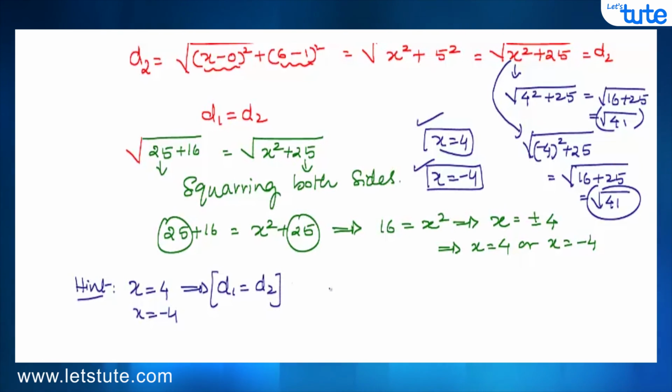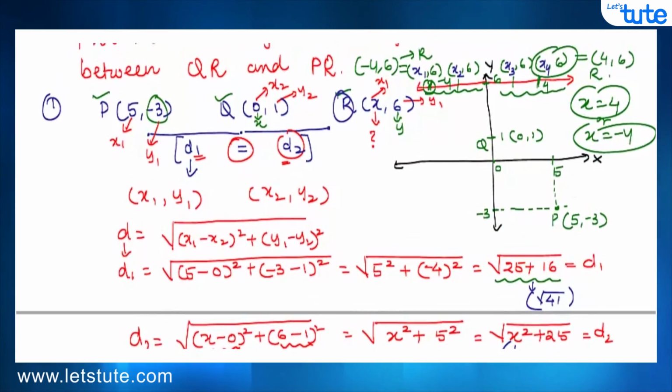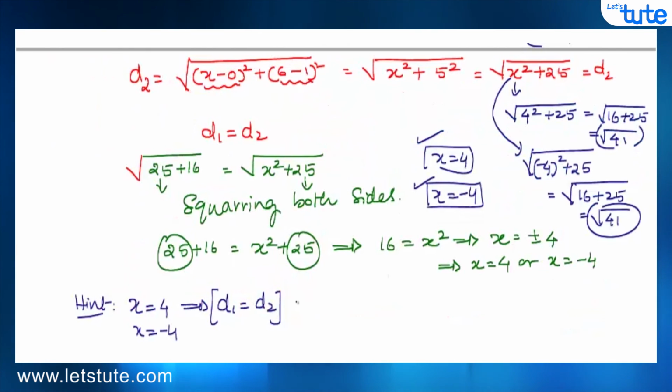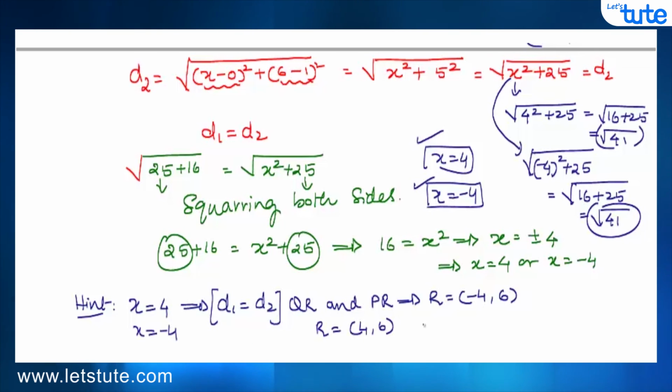And here we also have to find the second part of the question. That is, if you see the question, we have to find the distances of QR and PR. What you have to understand is we can find QR and PR, but we have to consider both the cases. What are those two cases? First, we have to take R as -4, 6, and second case is R as 4, 6. Correct? In both the cases, we have to find these values, that is QR and PR. Here also QR and PR.